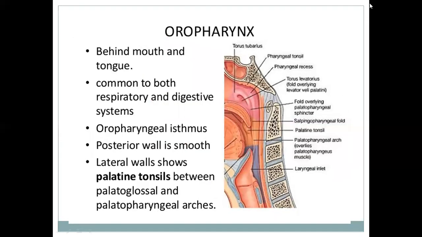This is the oropharynx, behind the mouth and the tongue. It is common to both the respiratory and digestive systems. The oropharyngeal isthmus is formed by the two palatoglossal folds, which form a boundary between the oral cavity and the oropharynx. The posterior wall of the oropharynx is smooth. The lateral walls show the palatine tonsils between the palatoglossal and palatopharyngeal arches. So these are the palatoglossal and these are the palatopharyngeal arches, which contain the palatine tonsils in the lateral wall of the pharynx.